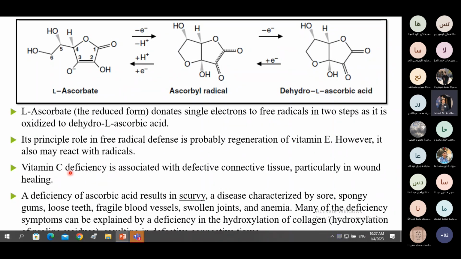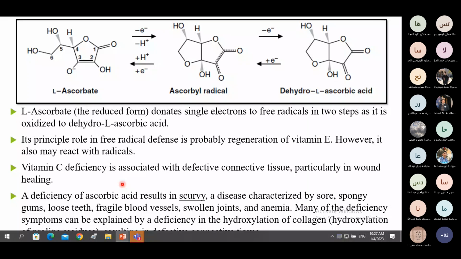Why is vitamin C very important? Because it regenerates the oxidized form of vitamin E. Vitamin E, once it fights the free radical, will be oxidized. Then comes vitamin C. It will reduce the oxidized form of vitamin E and regenerate it again to fight the free radicals.